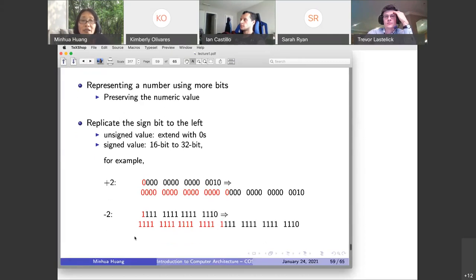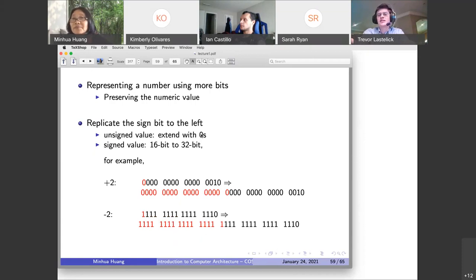So if it is negative 2, the sign bit represents a negative number, so you just expand all the sign bits there, based on the sign. This is for the signed number. For an unsigned number, you just add all zeros into the left side.